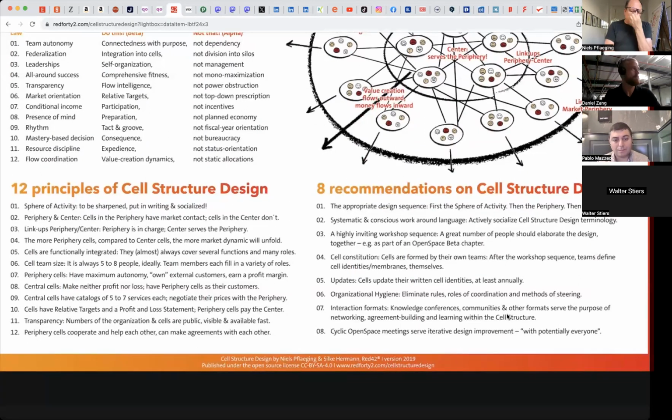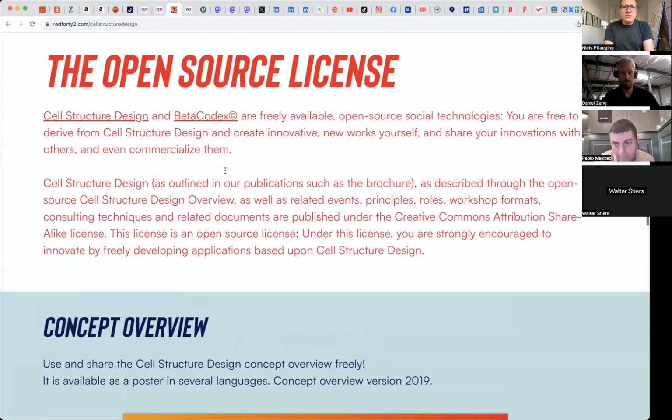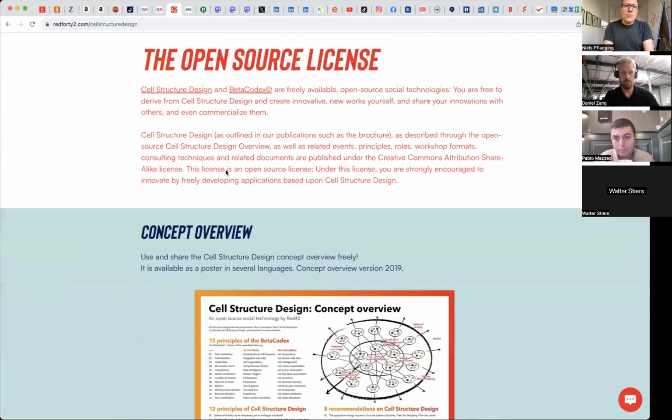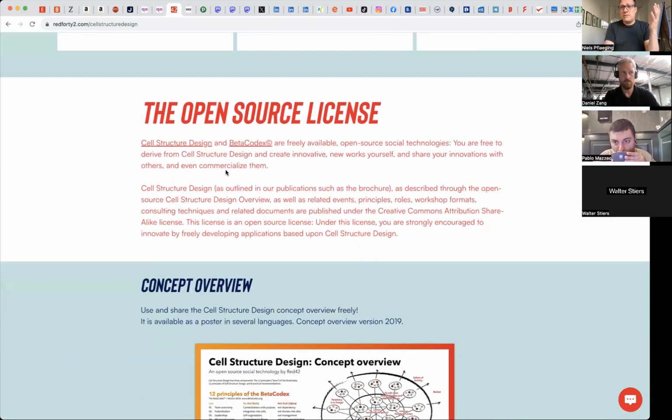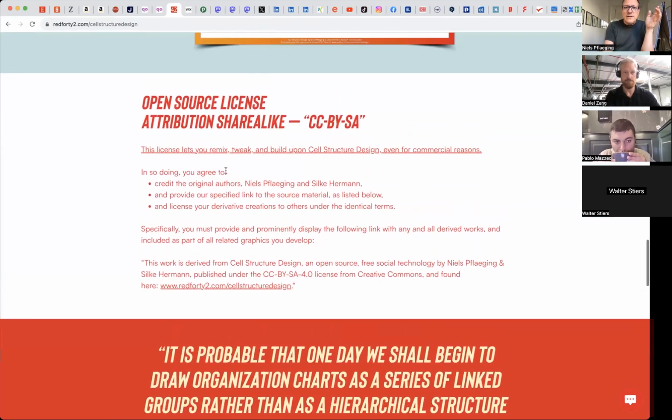So what we say in this license is you can use self-structure design free of charge, anybody can use it. Anybody can publish about it, use it in their work, use it in their organizations, create a business around it, create additional stuff, but you have to respect this license. Here are the detailed terms: you can tweak, you can commercialize, no problem, but you have to reference the source, which is this page. You have to name the authors of the concept, and you have to keep your derivative creations open source. Very, very simple.